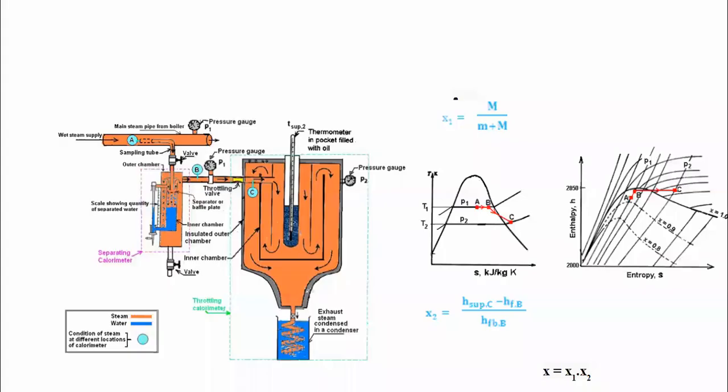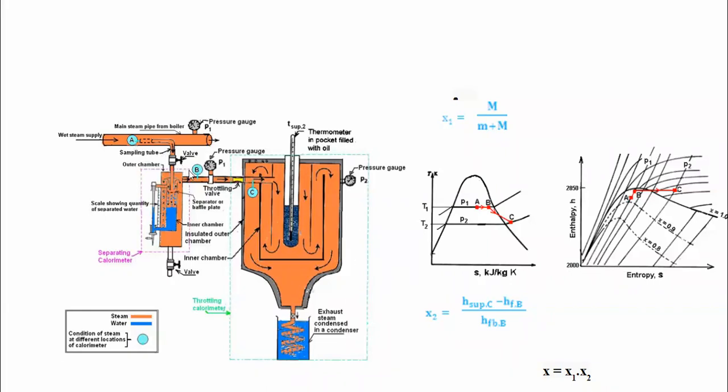We would discuss why we don't simply use only the throttling calorimeter and why we need to use a separating calorimeter along with the throttling calorimeter. So this representation, this temperature-entropy diagram and enthalpy-entropy diagram, shows us the processes which are happening in the separating and throttling calorimeter.